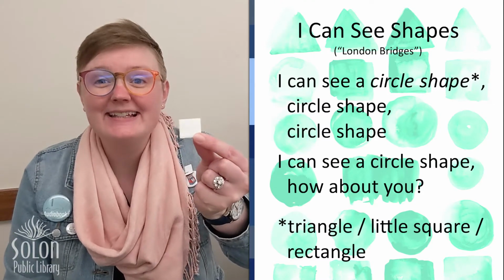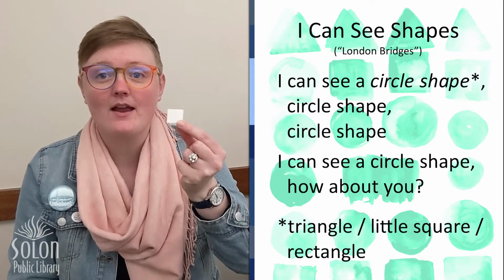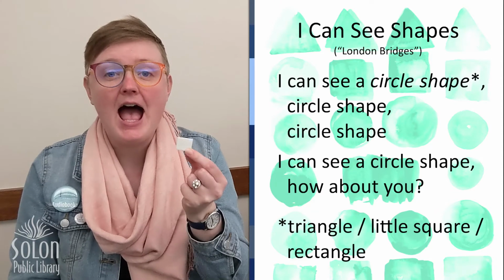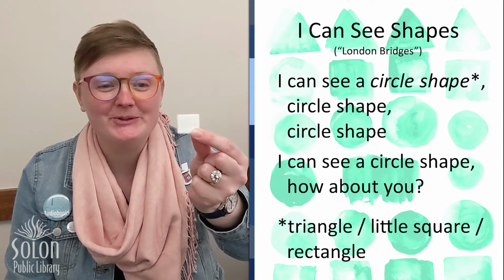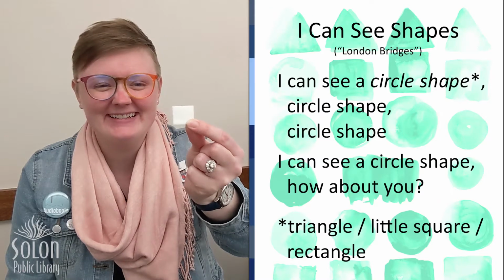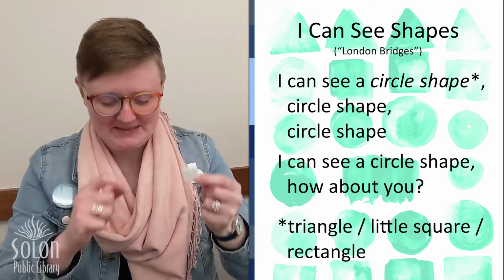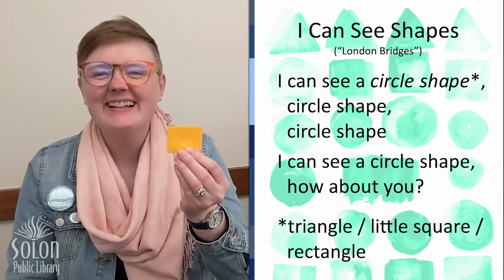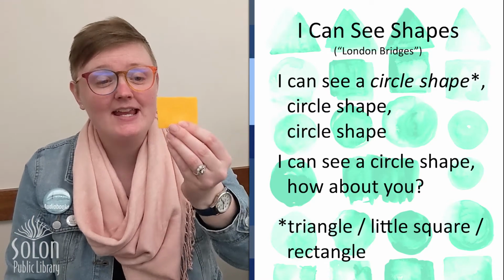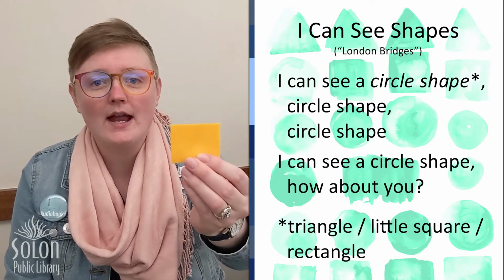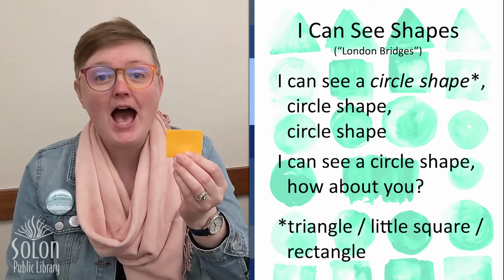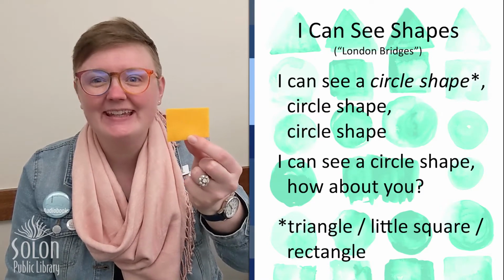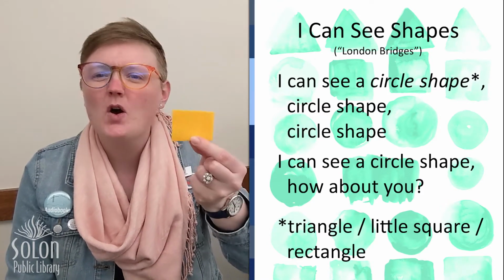I can see a little square, little square, little square. I can see a little square. How about you? Can you see a little square? Yeah, ours is white. I can see a rectangle, rectangle, rectangle. I can see a rectangle. How about you? What color is our rectangle? That's right, it's yellow, or maybe gold.